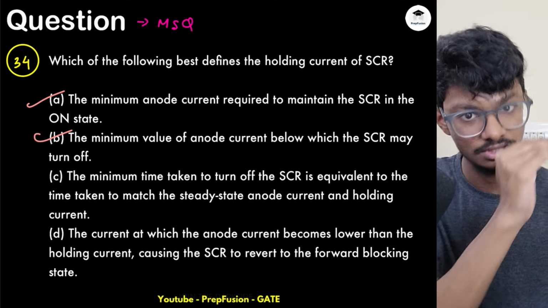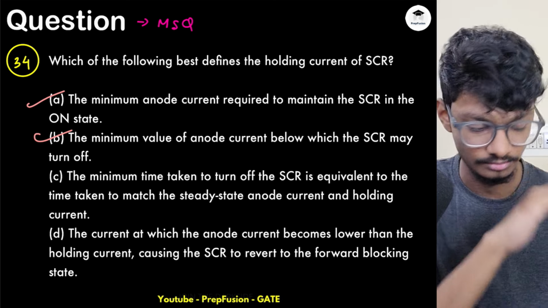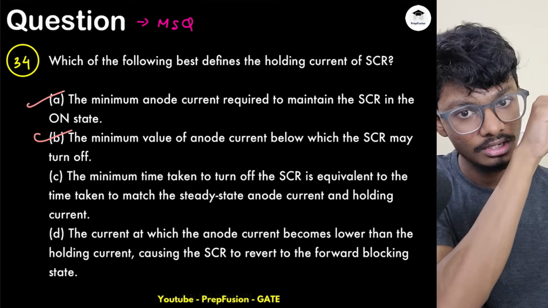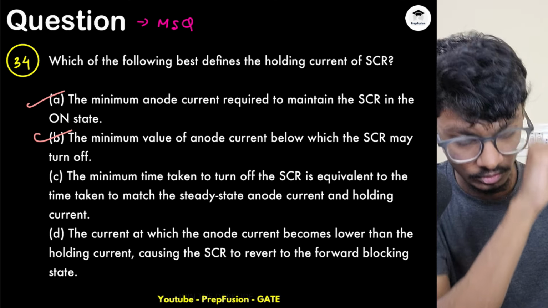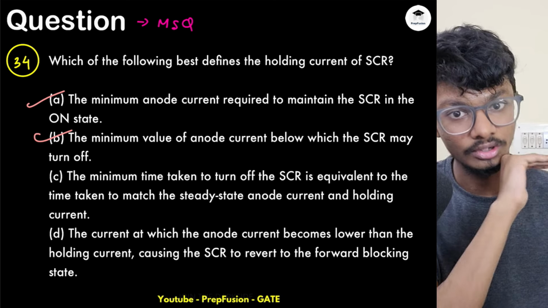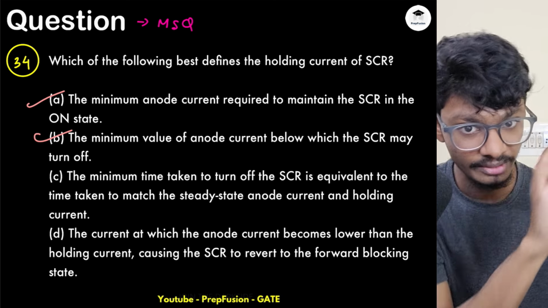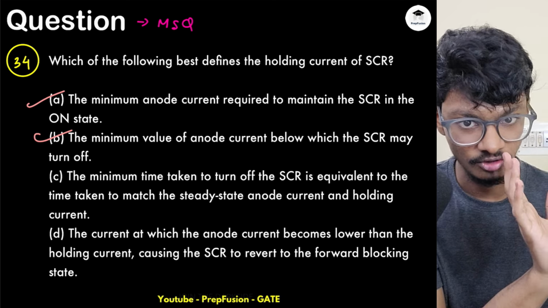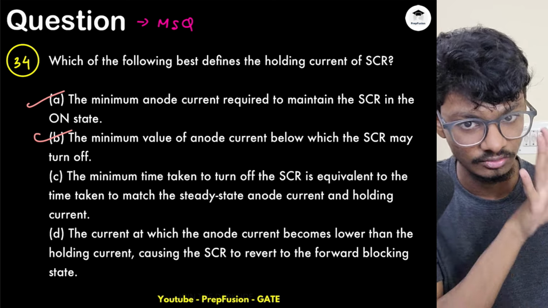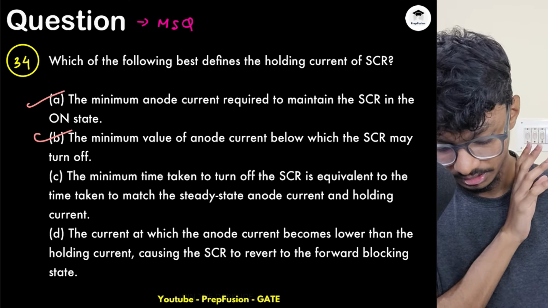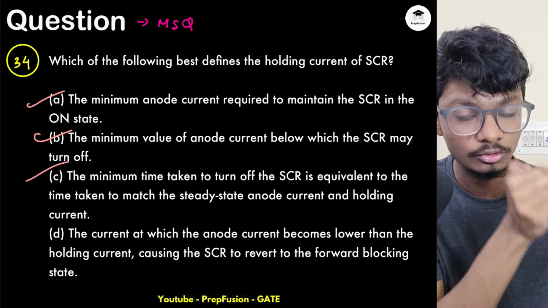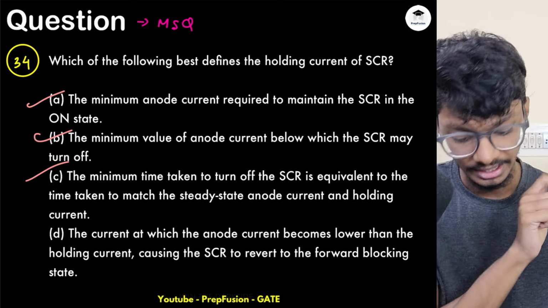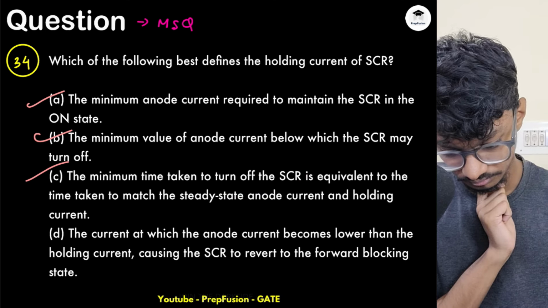Let's say my steady state initial anode current was 5 amperes and my holding current is 3 amperes. So at steady state the anode current should reach 3 amperes, then only the SCR will turn off, and that is the minimum time, right? If the anode current is below 3 amperes, anyway it will be turned off, but if it is just at 3 amperes, the SCR will be turned off. So it is a minimum time taken. So correct, the minimum time taken for my SCR current to reach the holding current is the minimum time required to turn off the SCR.